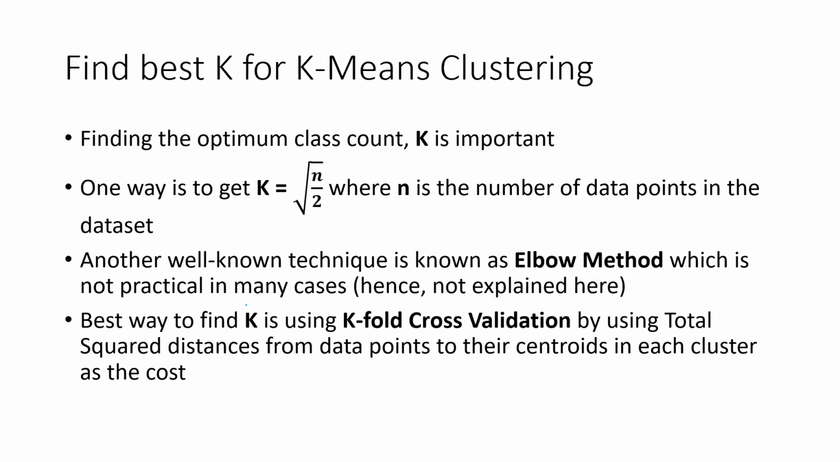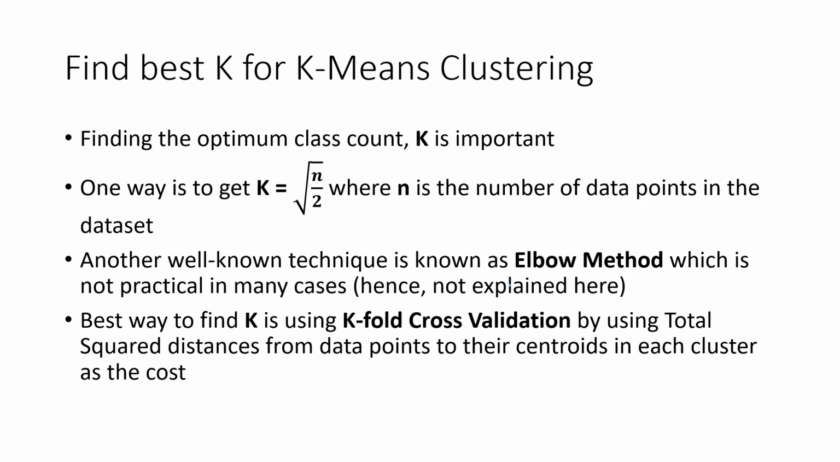So there are several ways to find the k value for K-means clustering. The first thing is using a simple value, like suppose n is the number of data points, you can take the square root of n over 2 as the k. So that doesn't have much meaning, right? Because n can be different.